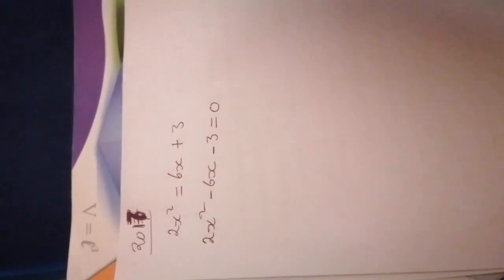So rewriting it, we'll have 2x squared. We need to bring this side, so 6x becomes minus 6x, then 3 also, the additive inverse of +3 is -3, then equals 0. Okay, so we've written the equation.